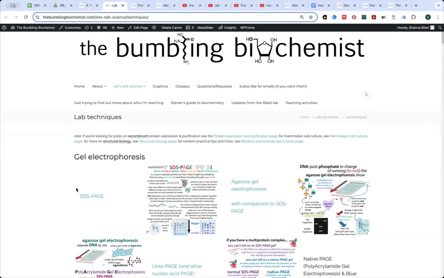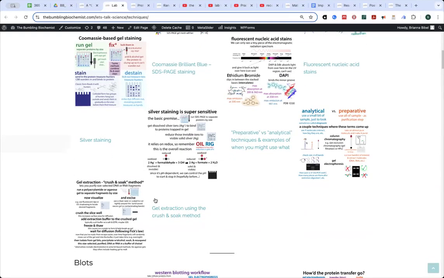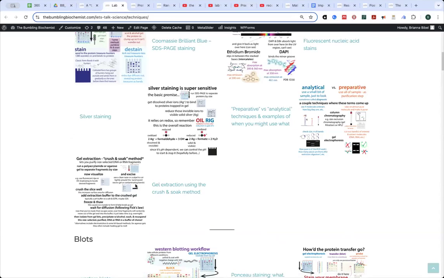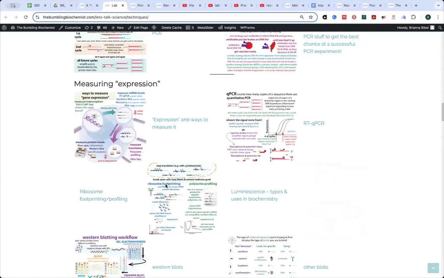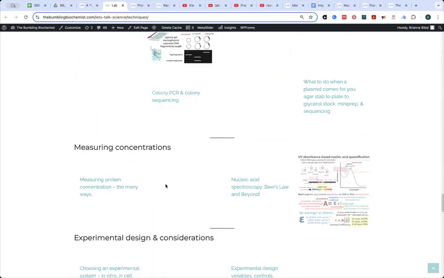Lab techniques. I have a whole page of lab techniques, and not only do I have a page of techniques, but each of these is going to link you to an actual post that has a lot more about the topic. And so some of these are more theoretical, some get into a little more practical stuff.